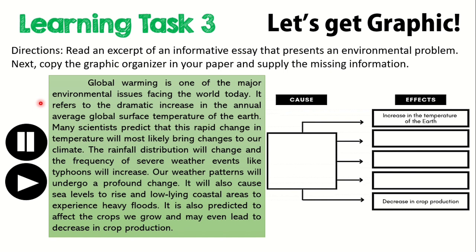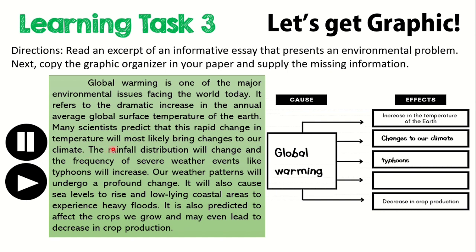Okay, now it's time to check your answer. After reading the informative essay, what is the main cause in this text? It is global warming. Very good. And to complete the effects of global warming, as mentioned in the informative essay, first we have the increased temperature of the Earth. It says here increased surface temperature of the Earth. Okay, what's next? Changes to our climate. Bring changes to our climate.